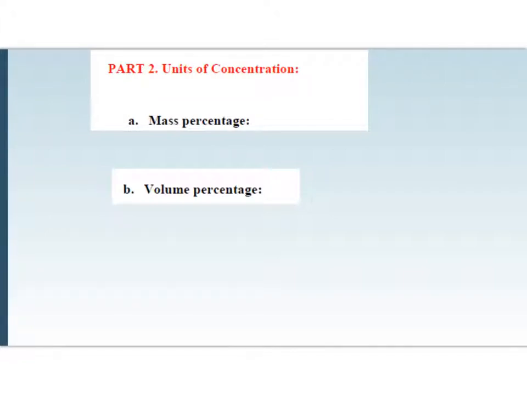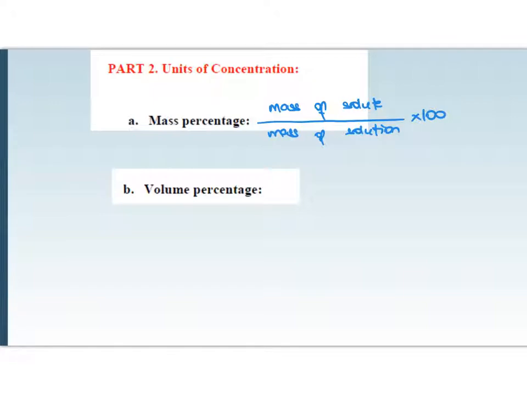Now here is the units of concentrations. In fact, I'm going to pass them quickly because you have learned most of them last year in mixtures unit. But let's give just their formulas only. Mass percentage. When you calculate mass percentage, you need mass of solute over mass of solution times 100. When you calculate mass of solution, you're going to add mass of solute with the mass of solvent.